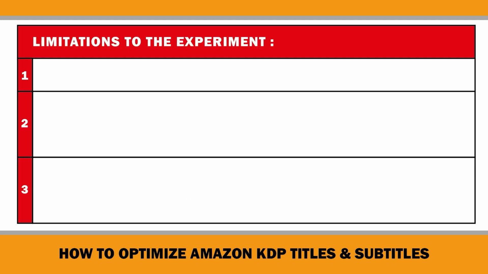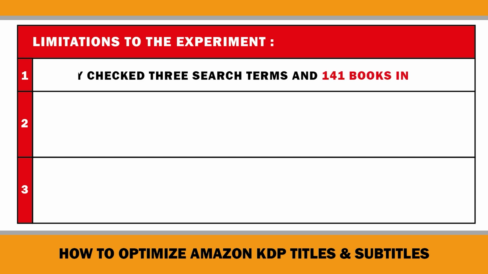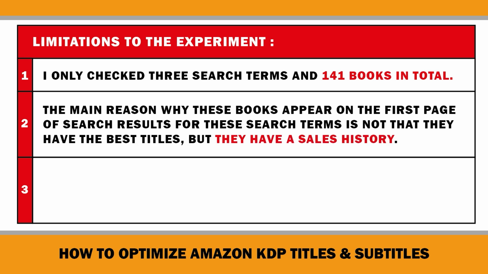Like every experiment with limited resources, before I tell you the best practices and my formula for Amazon KDP titles and subtitles, I would like to remind you that there were some limitations in my experiment. First, I only checked 3 search terms and 141 books in total. Second, the main reason why these books appear on the first page of search results for these search terms is not that they have the best titles, but they have a sales history.